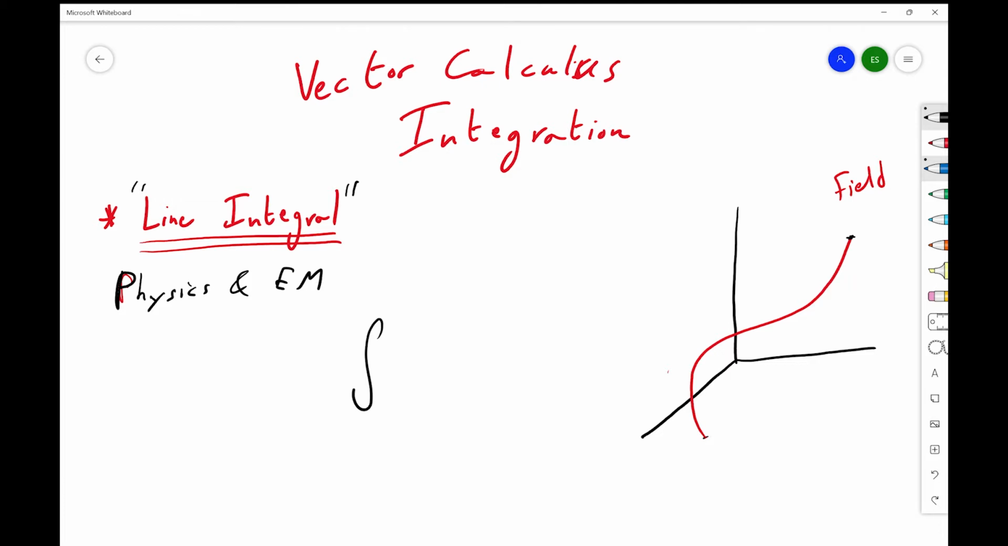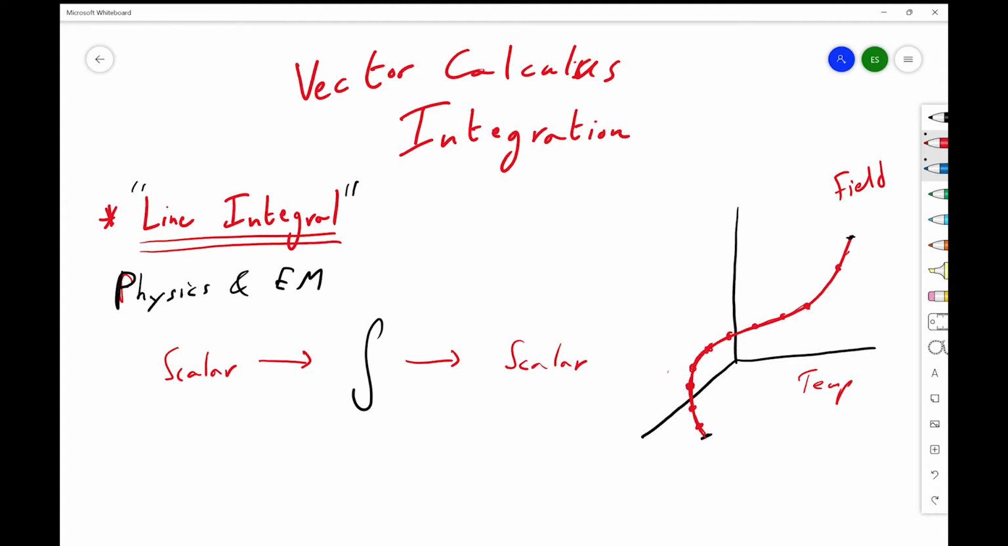What are the possibilities? Well, I could move along a line and I could sum up a scalar field. Let's say I have a temperature field. So I have some temperature, and then I move along the line and I sum up the temperature at every point. So I'm integrating a scalar field. This is one way of doing it. Here the input to the integral is a scalar, and the output is a scalar, right?